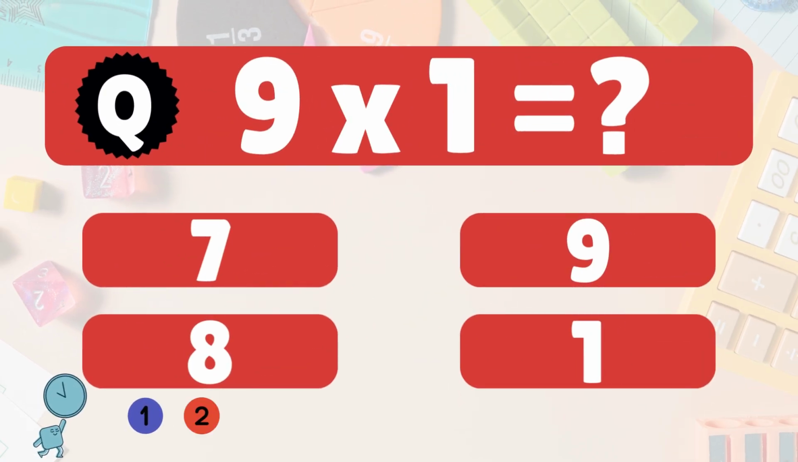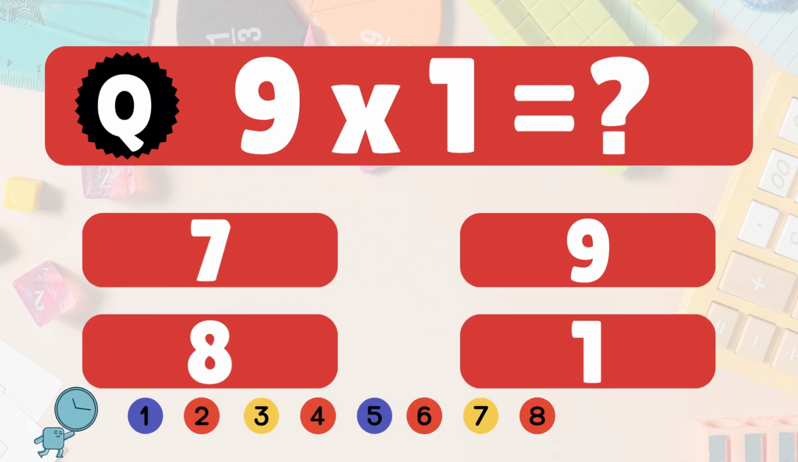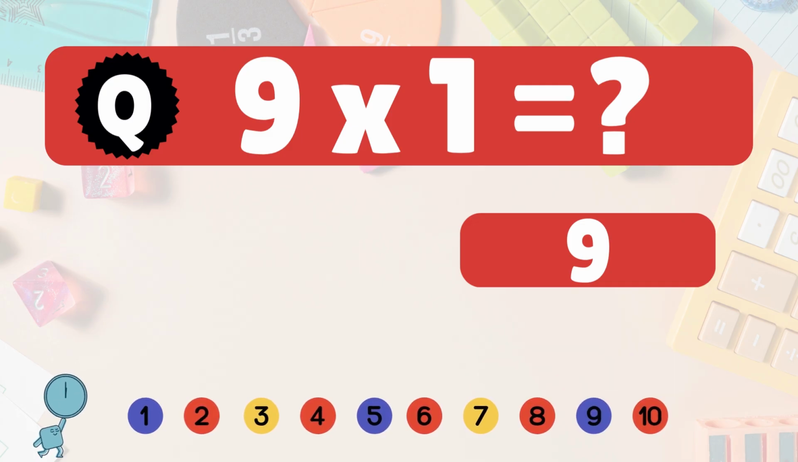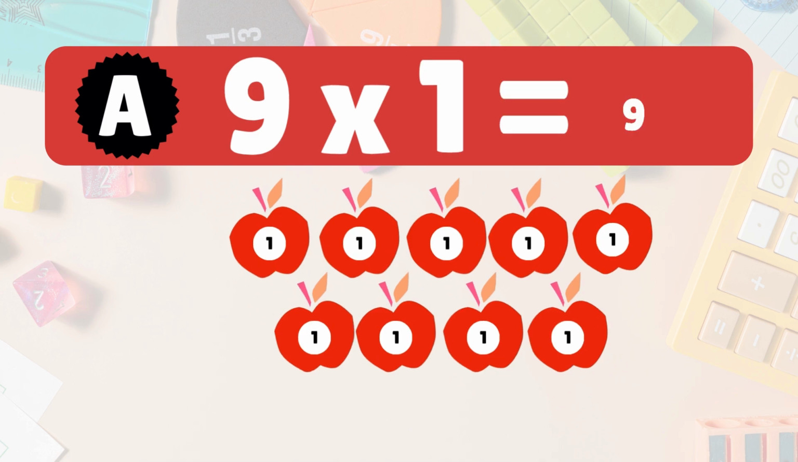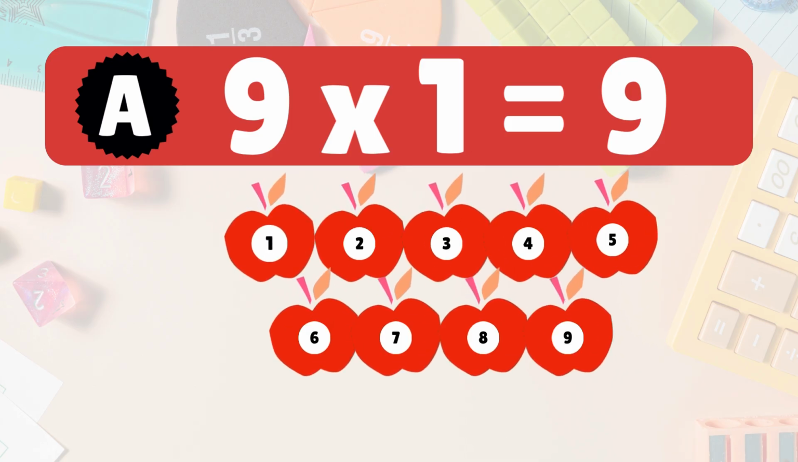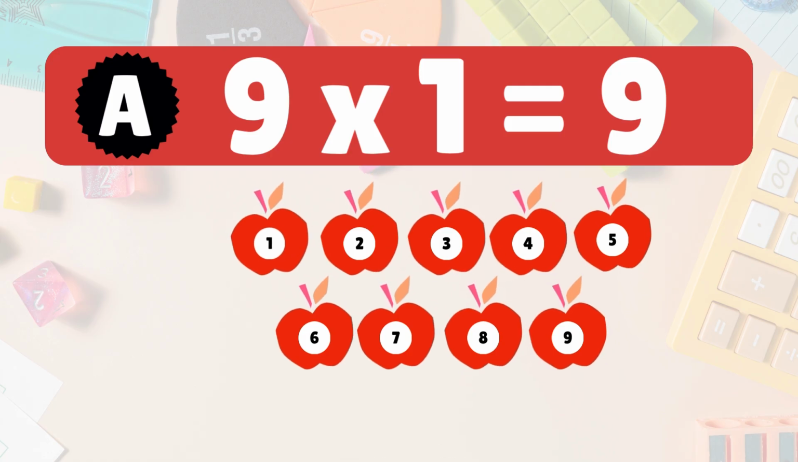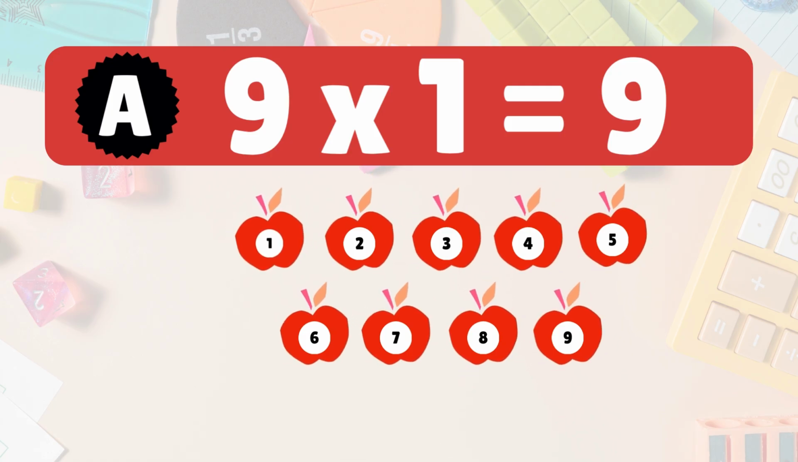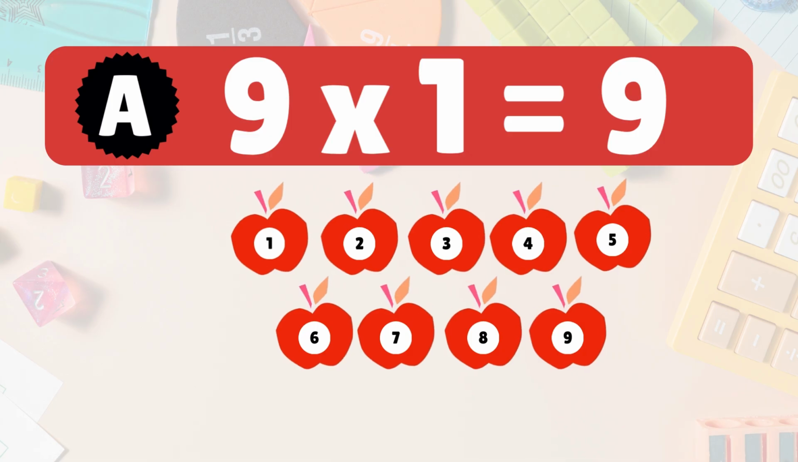Next, 9 times 1 is what? 9 times 1 is 9. Here we have 9 groups of 1 apple each. 1, 2, 3, 4, 5, 6, 7, 8, 9. So, 9 times 1 is 9 apples.